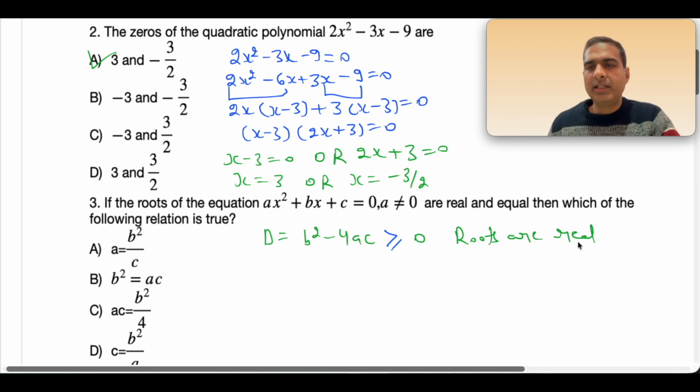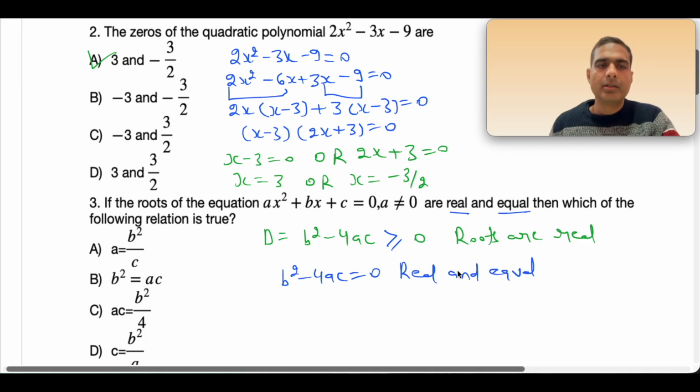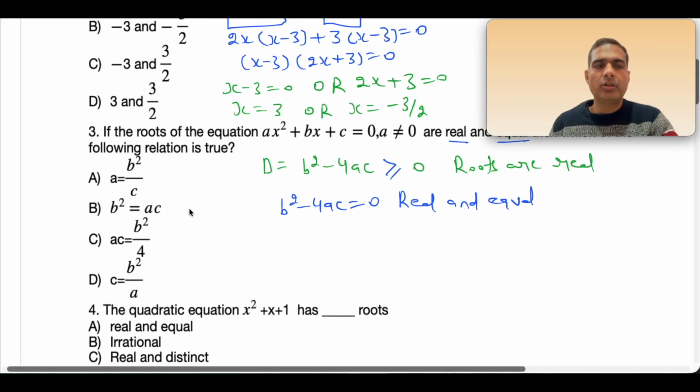So here roots are real, but we want real and equal. So roots are real and equal only if b square minus 4ac is equal to 0. So this is the condition for roots to be real and equal. But if we see the options, none of the options matches this condition. So we have to just rearrange something. So from here I can get b square is equal to 4ac.